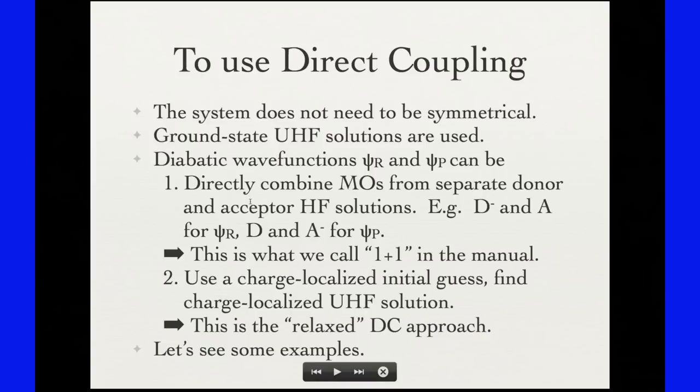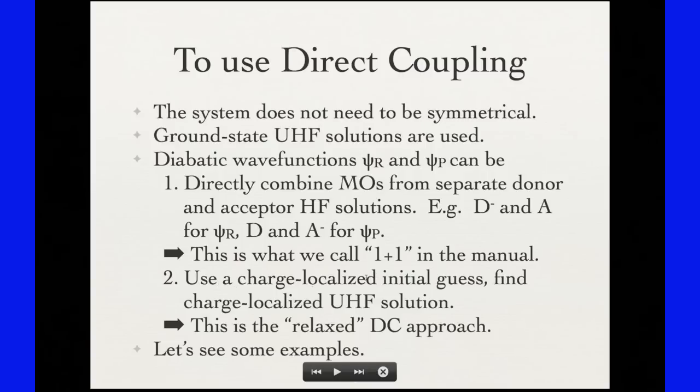So we basically offer two methods in Q-Chem. One is you can separate the donor and acceptor and calculate them separately in the Hartree-Fock. For example, you can calculate a donor anion and acceptor neutral, and then combine this solution for the reactant. And then calculate again donor neutral, acceptor cation, and combine them again for the product. We call this 1 plus 1 in the manual. You can refer to this section, or I'm going to show you some examples.